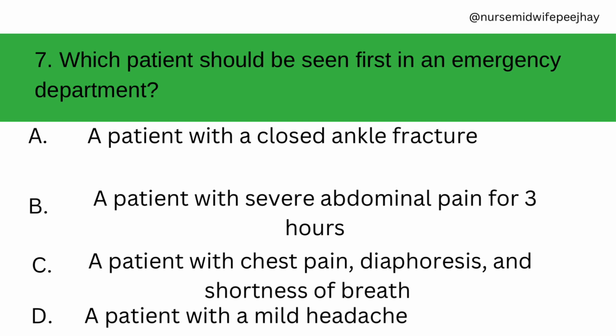7. Which patient should be seen first in an emergency department? A. A patient with a closed ankle fracture. B. A patient with severe abdominal pain for 3 hours. C. A patient with chest pain, diaphoresis, and shortness of breath. D. A patient with a mild headache. The correct answer is C.